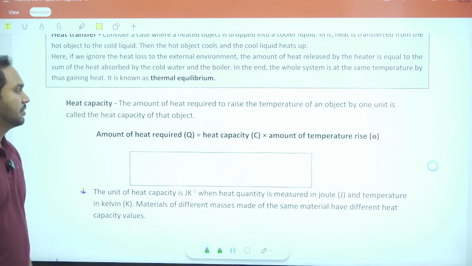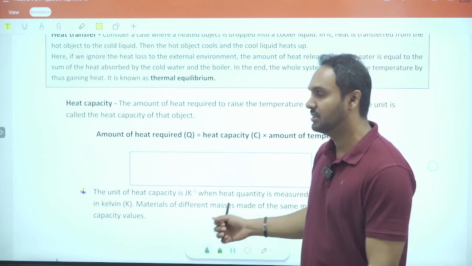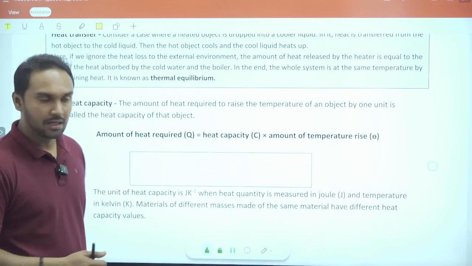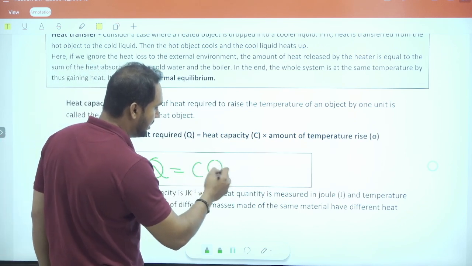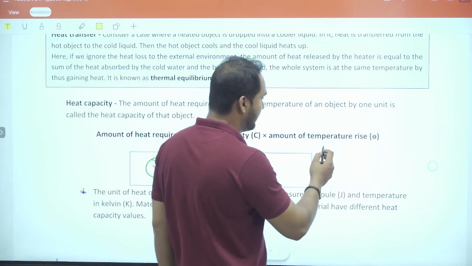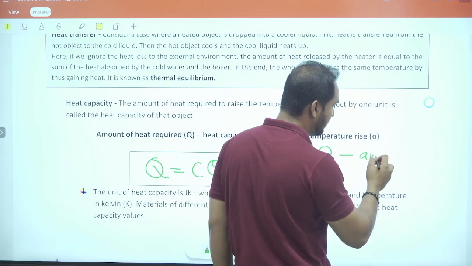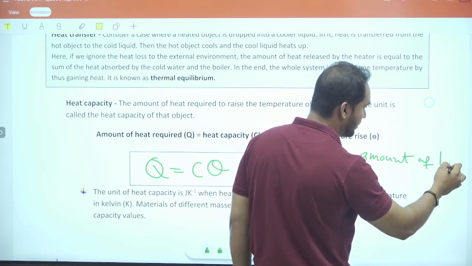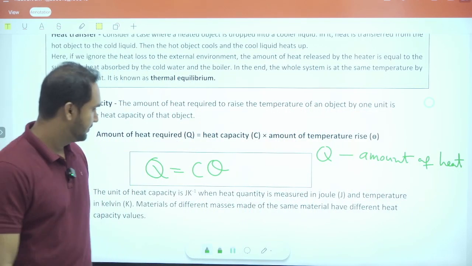Now come to this: amount of heat required is the heat capacity into the amount of temperature. So what is the equation here? Q equals C theta. Write it down. Q equals C theta is the equation, right? And define the terms. Q is what? Q is amount of heat.